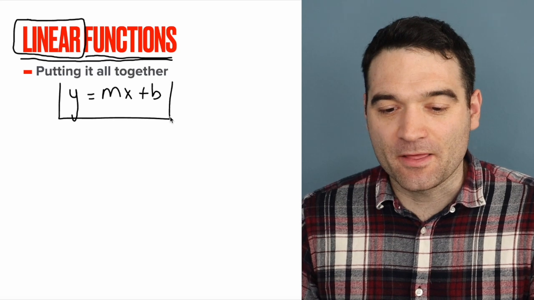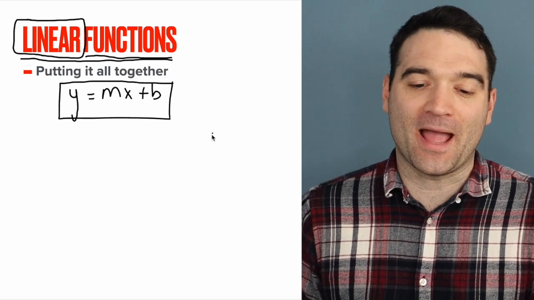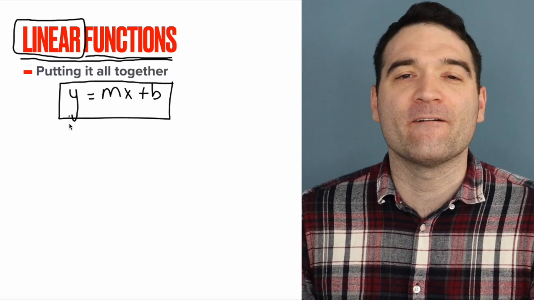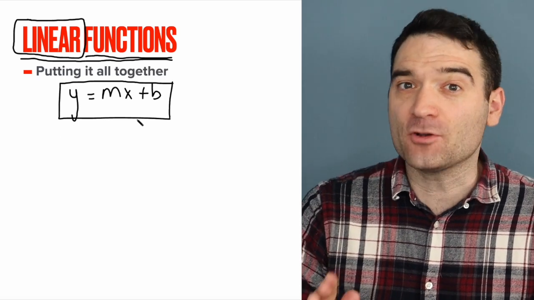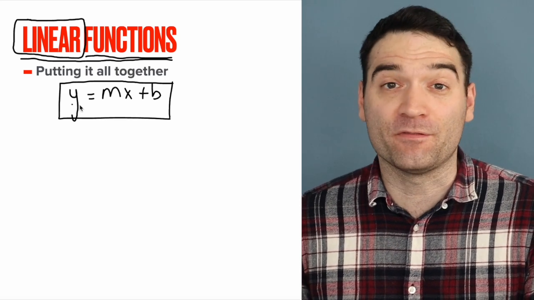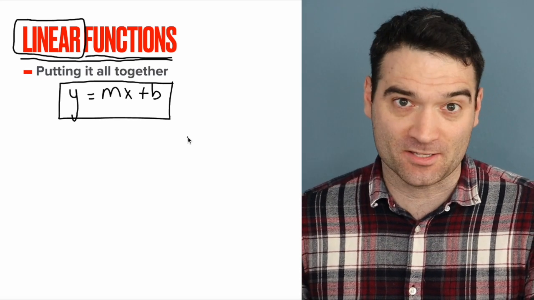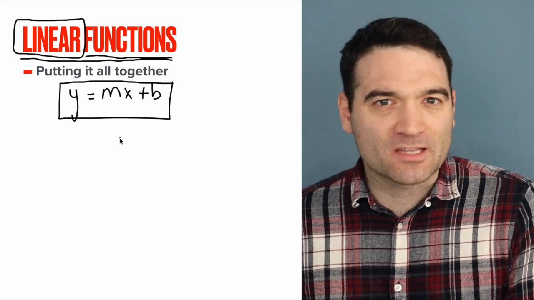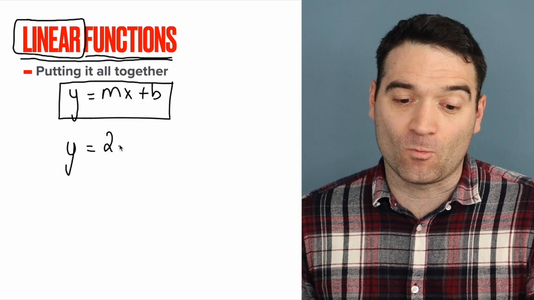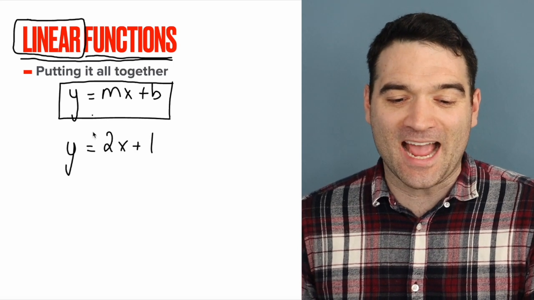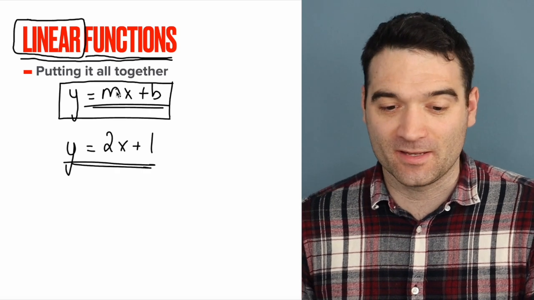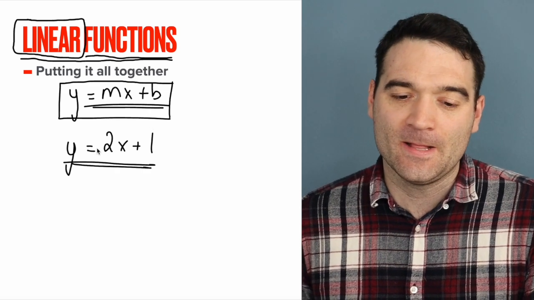This is the generic format for a linear function. Call it like the blueprint for any linear function. If a function can be drawn as a straight line, then it will fit into this equation. And let me explain a little what I mean. So I'm going to use a specific example. Y equals 2x plus 1. Does everybody see how this equation matches the generic version up above? In this case, the m is 2 and the b is 1.